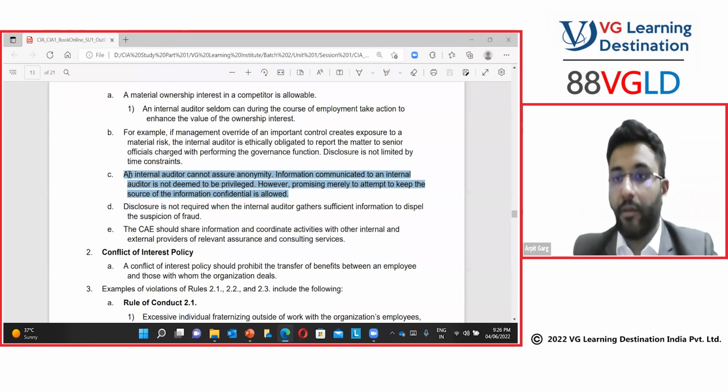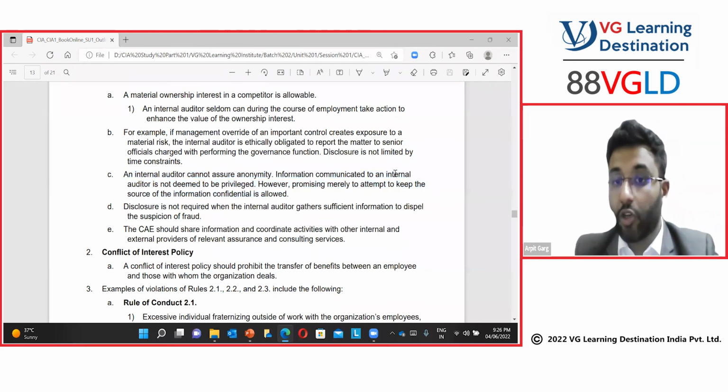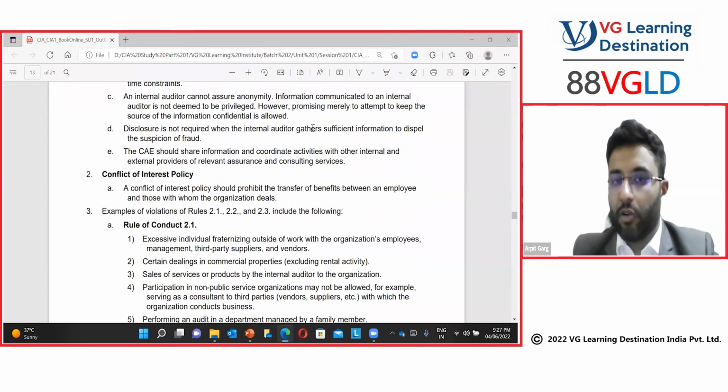But if we get to know, then we have to take into consideration whether the information we have received is correct or not, should consider it during our reviews, and report accordingly. But we cannot assure anonymity. It says internal auditors cannot assure anonymity. Information communicated to an internal auditor is not deemed to be privileged. However, promising merely to attempt to keep the source of the information confidential is allowed.